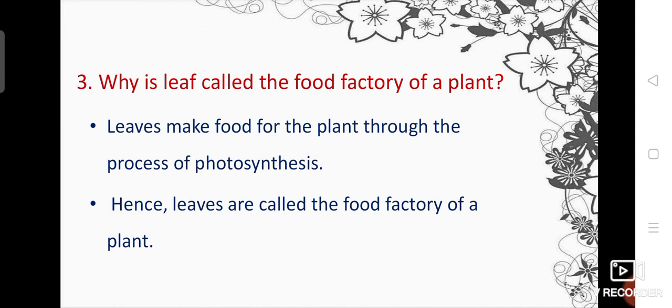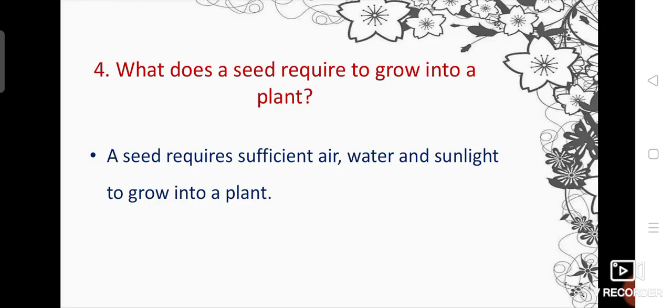Leaves are only able to produce food because leaves contain the pigment chlorophyll. That pigment can absorb the sunlight. So leaves are called the food factory of a plant. Next one, what does a seed require to grow into a plant?